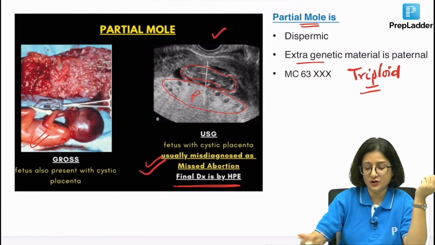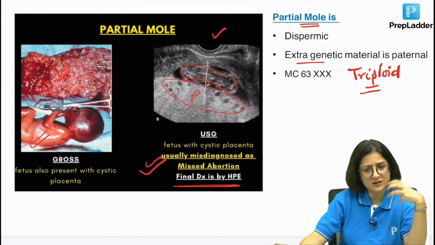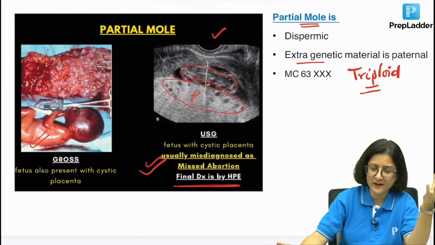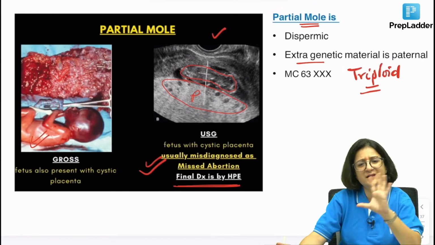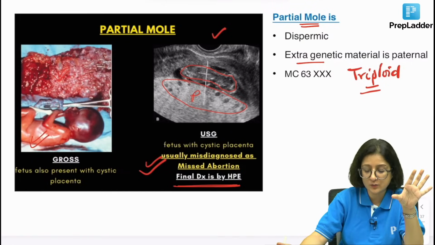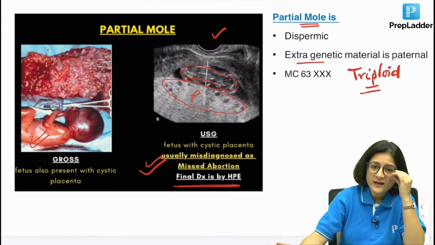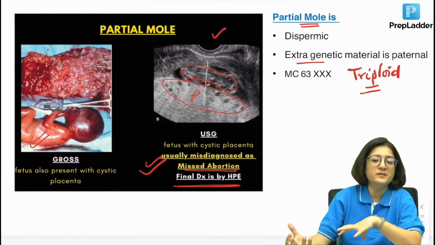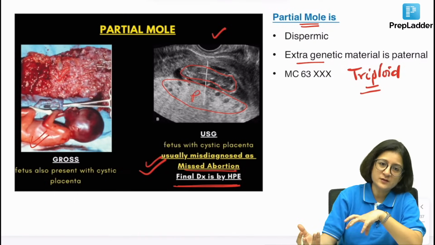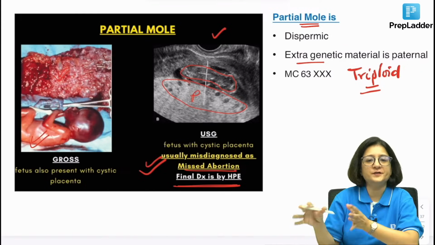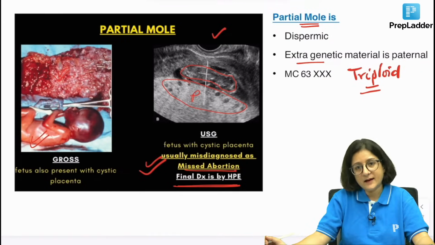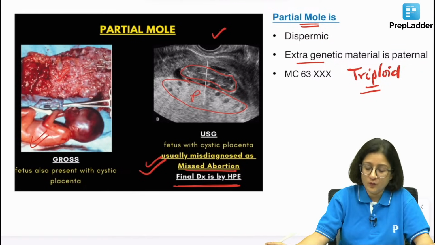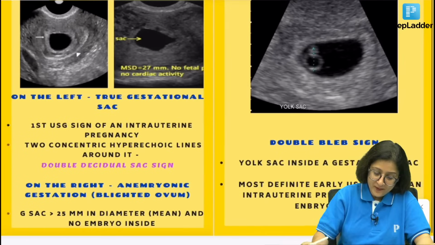When we have partial mole cases, first of all, they are not very common as compared to complete mole. So mostly they will not ask you about the management of partial mole. But if you think about it, generally patients are misdiagnosed as missed abortion. How do we end up diagnosing partial mole? When we send the products of conception for histopath analysis, that is how we tend to pick up partial moles most of the time. Okay, next image.